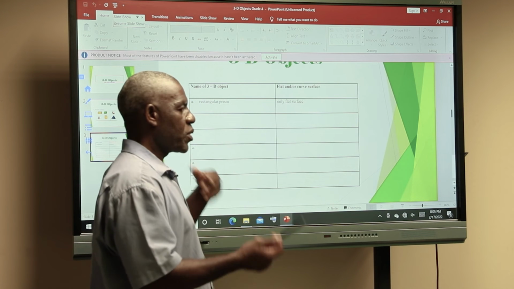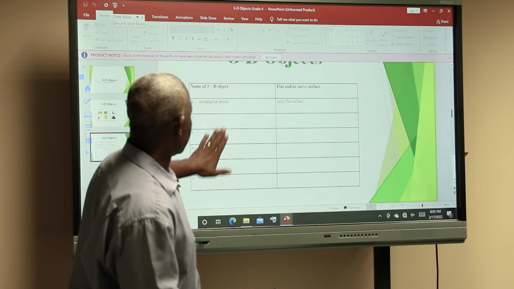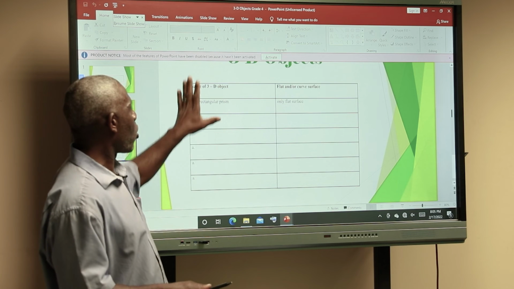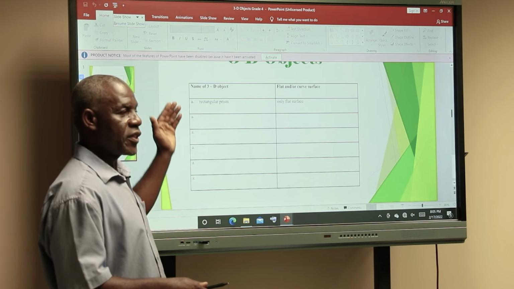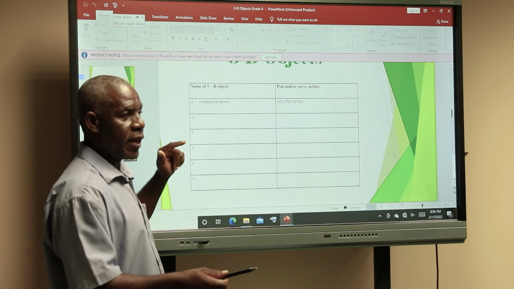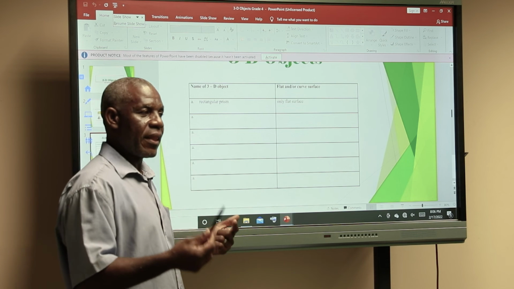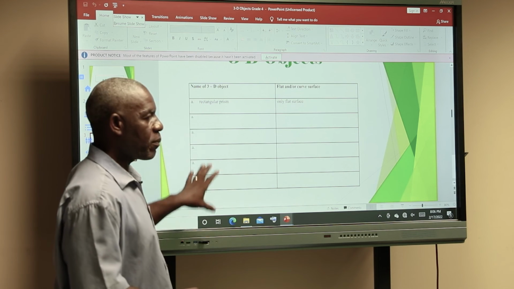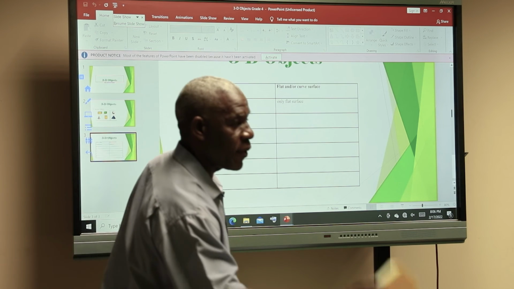You can even review this. Now, for example, a table like this can go with pictures of this real object. But for those learners that you think are slow, they need to catch up, instead of putting pictures, provide them with a real object so that when they fill up this table, they have this real object with them.